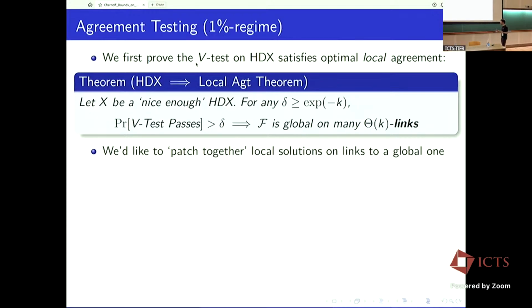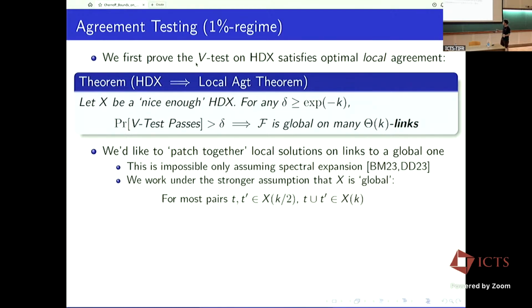Unfortunately, it turns out there are known lower bounds for this: using only spectral expansion, this is impossible. I don't have time to explain why. Maybe Metalli will talk about it a little bit in her talk. So we'll assume something slightly stronger for this 1% testing.